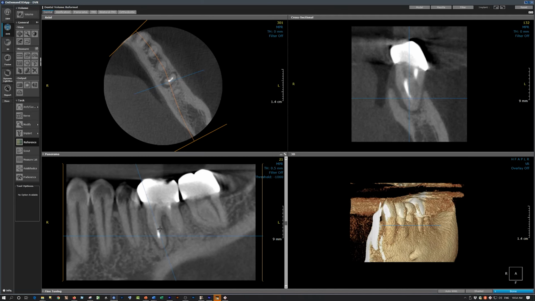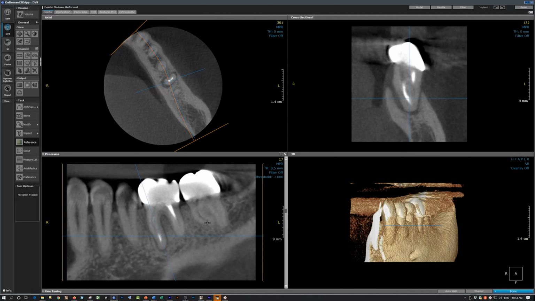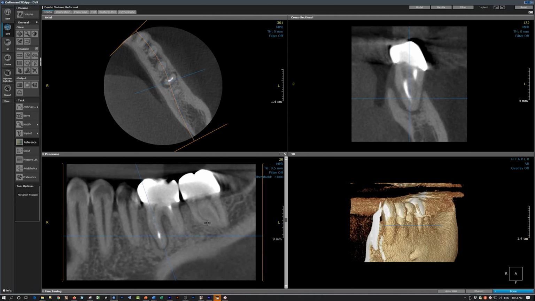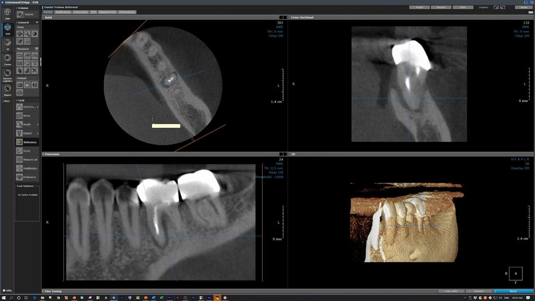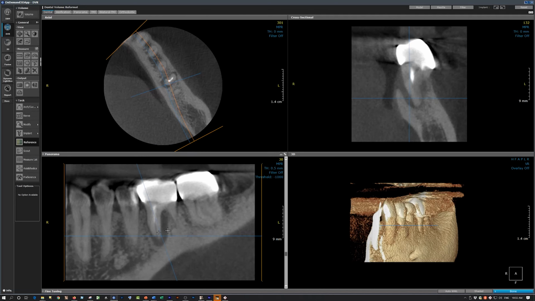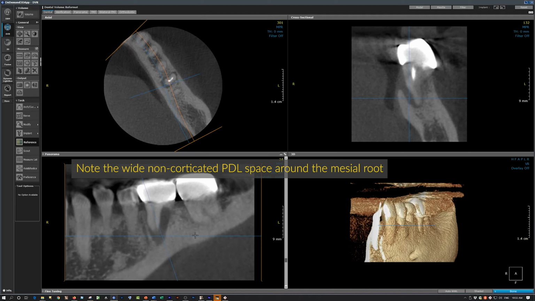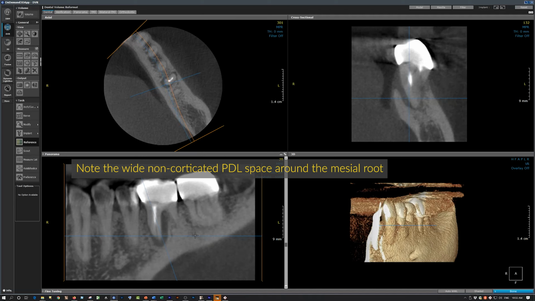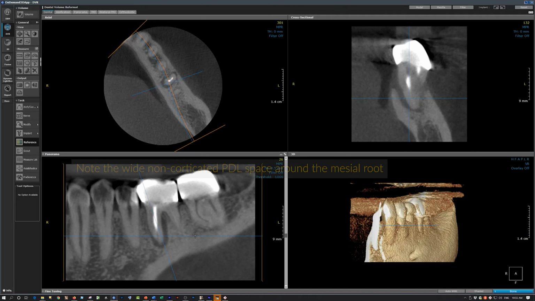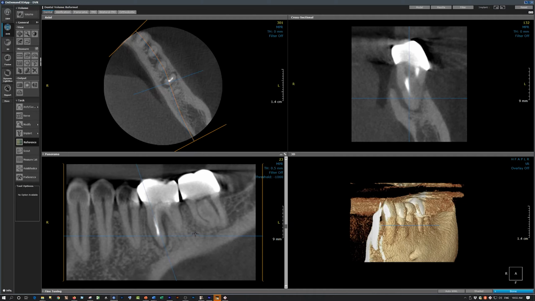So right now I'm on the buccal root. As I scroll towards the lingual, this is the lingual part of the root. And this is the vertical root fracture. And we are picking up the endodontic obturation.